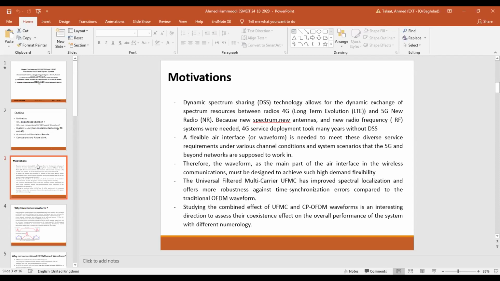The Universal Filtered Multi-Carrier, UFMC, is one of the waveforms that the 3GPP standards consider to improve the spectrum localization and offer more robustness against time synchronization errors, as well as being more suitable compared to the traditional OFDM waveforms. Studying the combined effect between the UFMC and the CP-OFDM waveform is an interesting direction to assess the coexistence effect on the overall performance of the system with different numerologies. Different numerologies means using different spacing between the subcarriers.